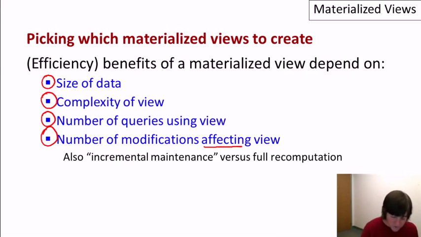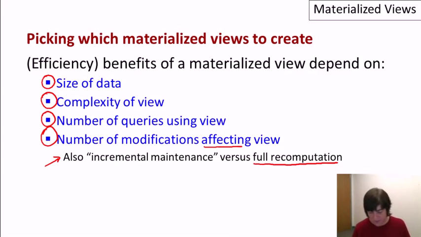I also alluded to this notion of incremental maintenance. Incremental maintenance says that we can take modifications to the base data and propagate them into the view without fully recomputing the view. Full recomputation can be a very expensive process. So if we have a workload where we occasionally could use the view for queries, but we're constantly updating the database and having to do full recomputation, clearly it's not going to be worthwhile to create the materialized view.